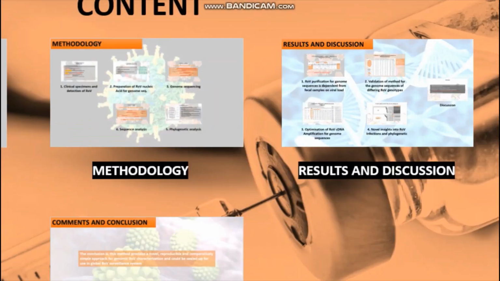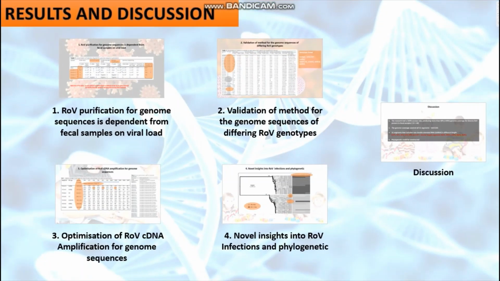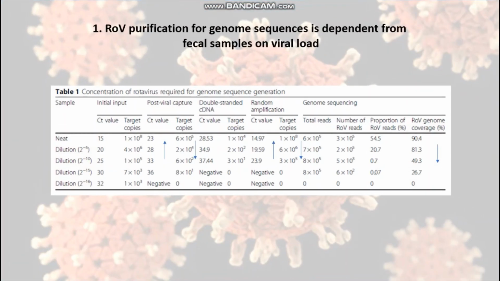Several results have been concluded from the experiment done. One of them is that ROV purification of genome sequences is dependent on the fecal sample and viral load. Table 1 shows the concentration of ROV required for genome sequence generation. As we can see here, we performed different rates of serial dilution. The higher the dilution, the higher the CT value.